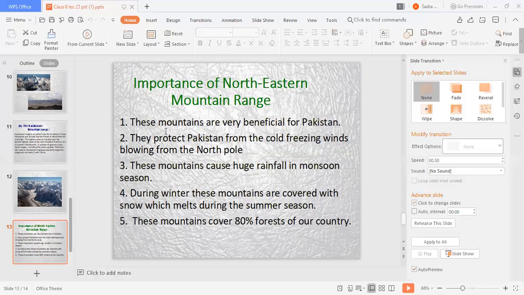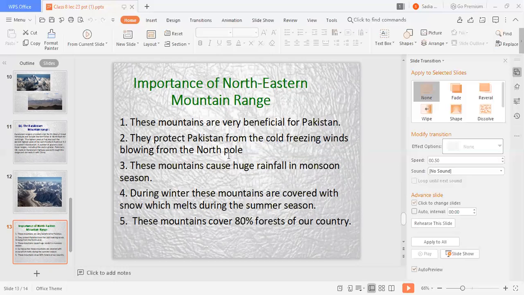Like you can see, first of all, these mountains are very beneficial for Pakistan. Obviously, these mountains are very beneficial for Pakistan. How are these mountains very beneficial for Pakistan? Because they protect Pakistan from the cold freezing winds blowing from the North Pole.